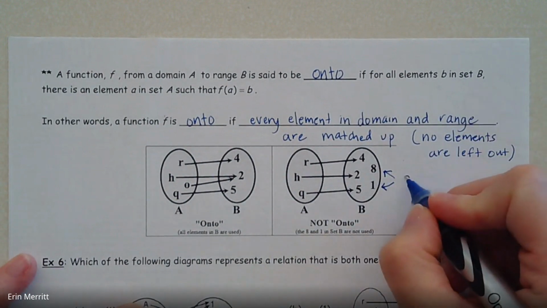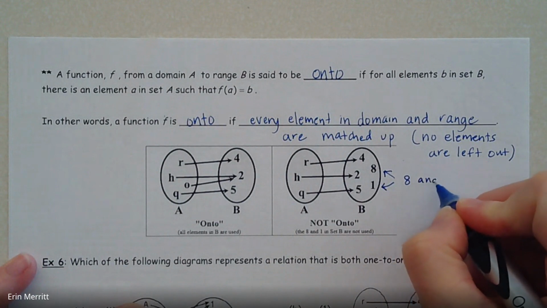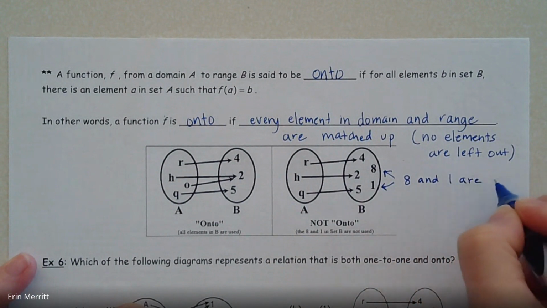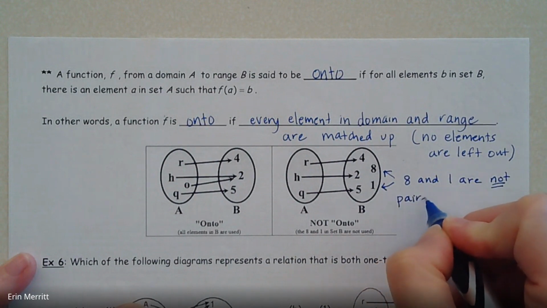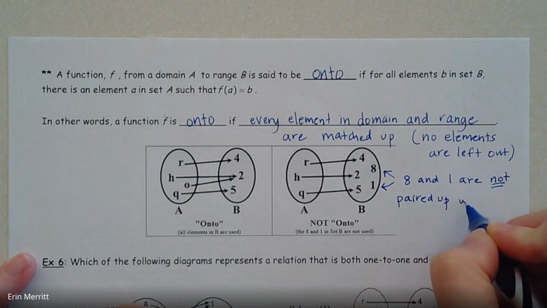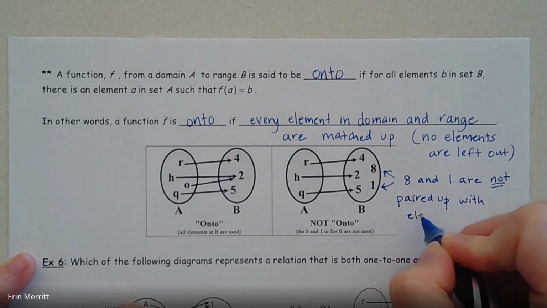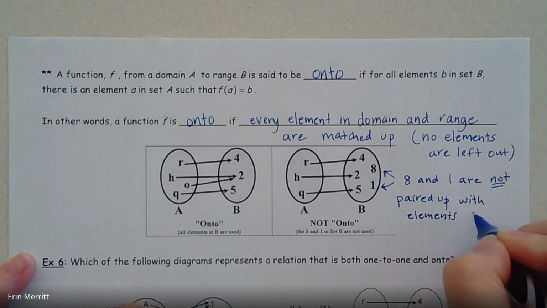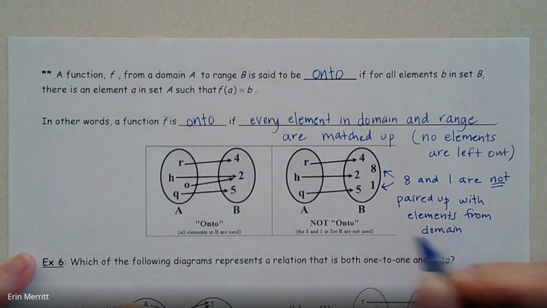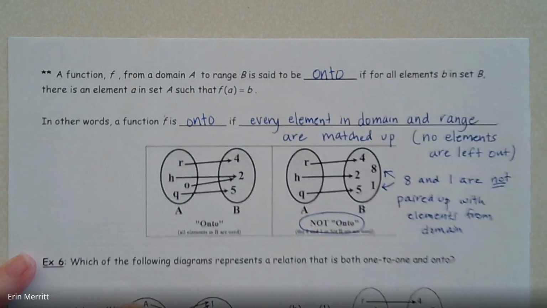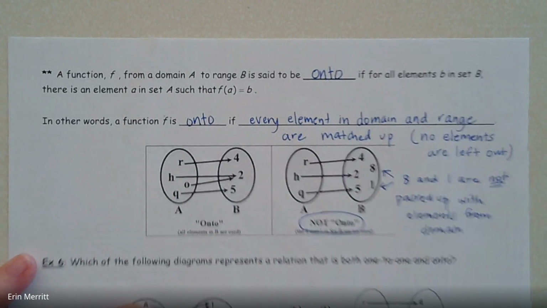All right. So we can say that 8 and 1 are not paired up with elements from the domain, which is why we say they are not onto, or it is not onto, excuse me.